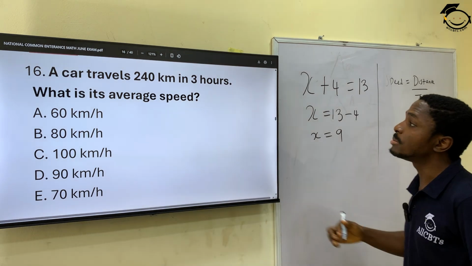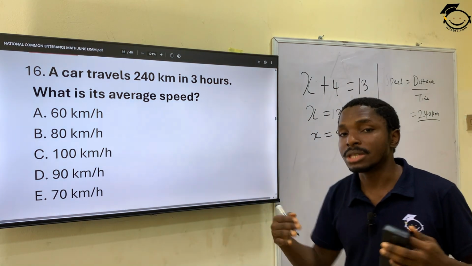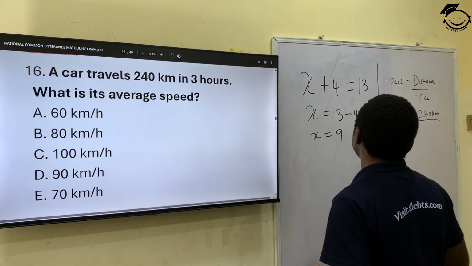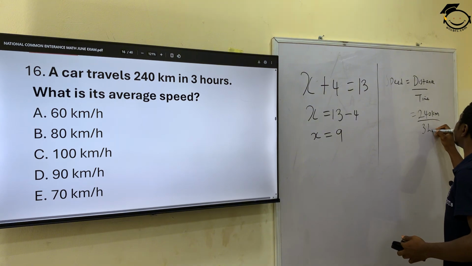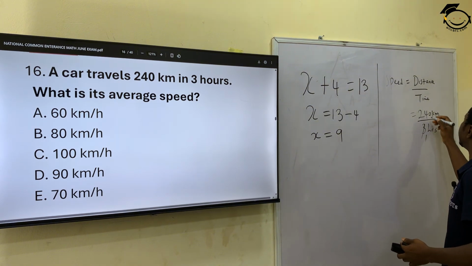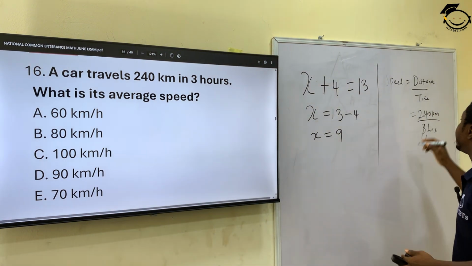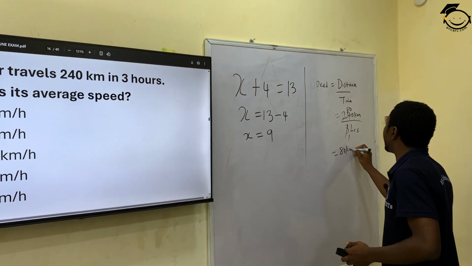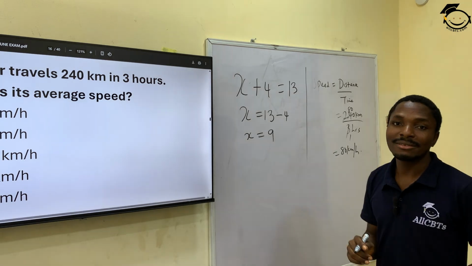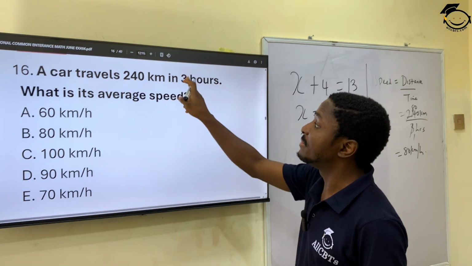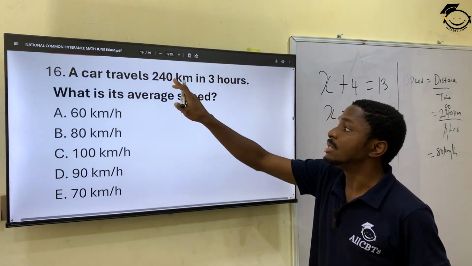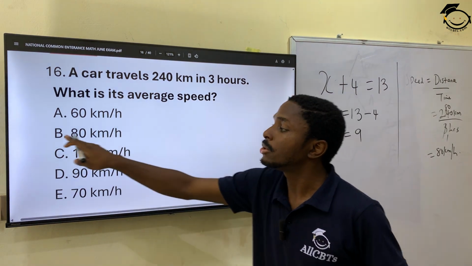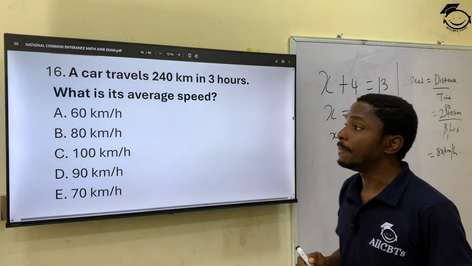Then time is measured in hours or seconds or minutes. When you see H, it means hours. So 3 hours. 3 into 240 will be 80. So your answer is 80 kilometer per hour. It's just dividing your distance by the time. The correct answer is option B.